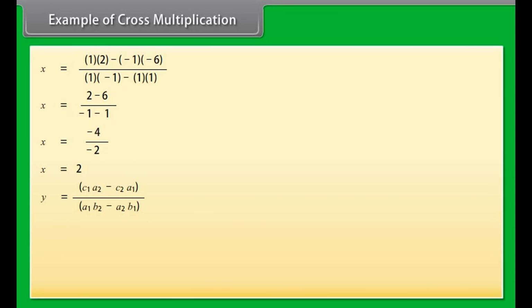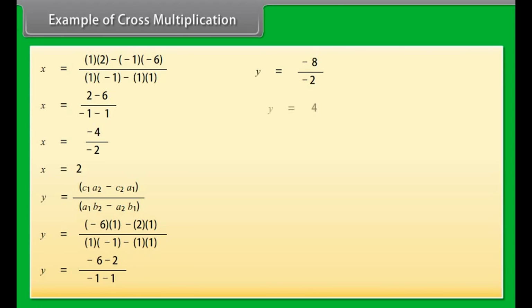Y is equal to (c1 a2 minus c2 a1) upon (a1 b2 minus a2 b1). Now by substituting the values we get y is equal to (minus 6 into 1 minus 2 into 1) upon (1 into minus 1 minus 1 into 1). By calculating we get y is equal to 4. Therefore the solution is 2, 4.